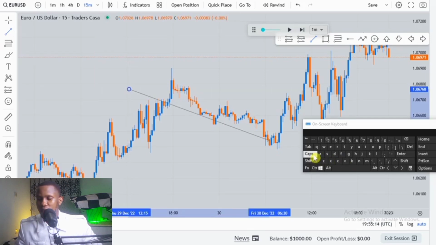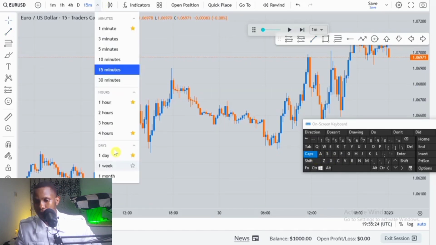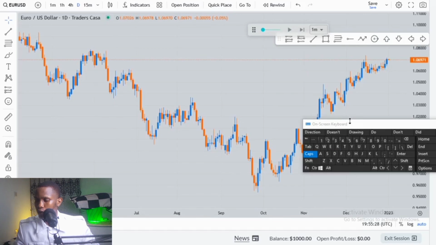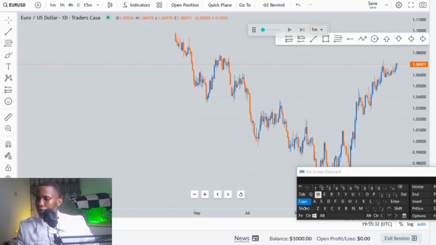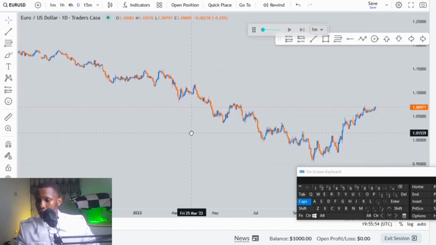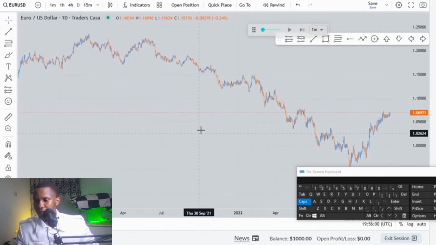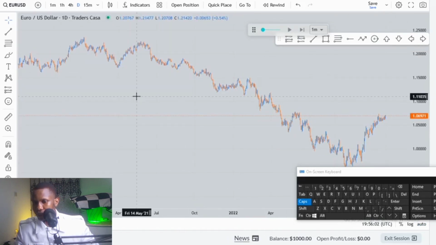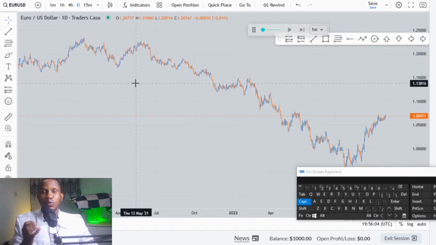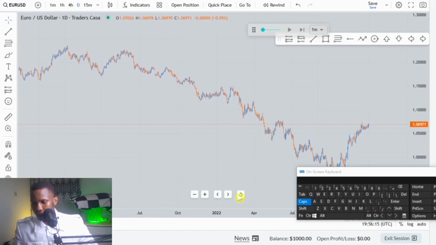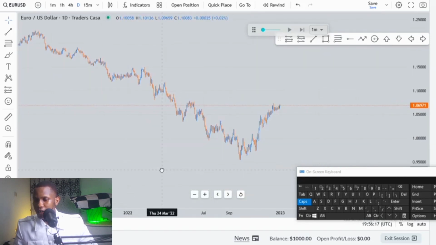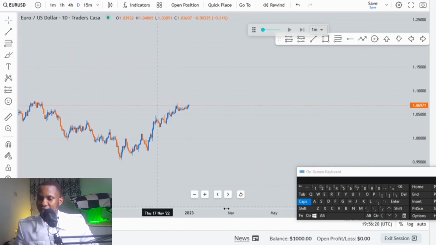For my trading strategy, I start with the daily time frame here. What I want from the daily time frame is to zoom out, so I understand what the market has been doing for a while. We can see that the market has been in a downtrend, a serious downtrend. Can you see from this level to this level here? So I pay attention to what the market did recently.